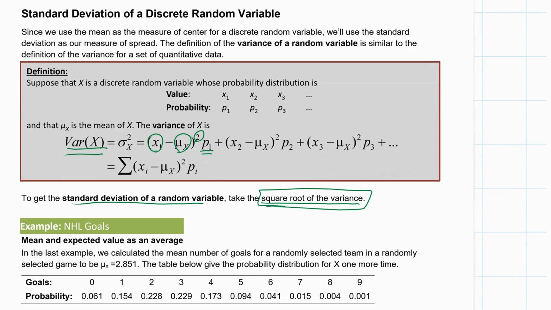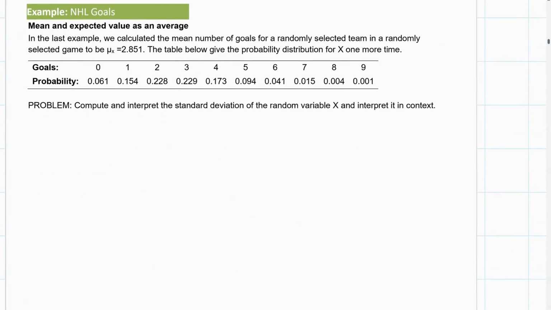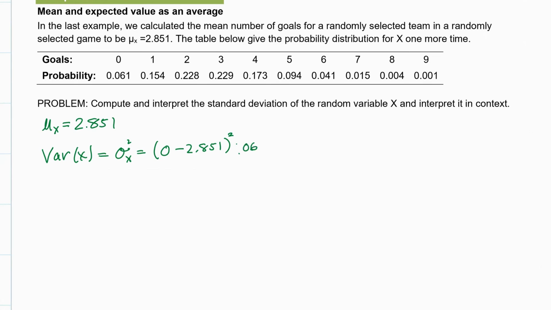Again, let's take a look at this under the lens of this data set. Now remember, we've already established that the average number is 2.851. Well, that means the variance of x, sometimes also sigma x squared, is going to be data minus 2.851, the mean, squared, and then weighted by the probability.